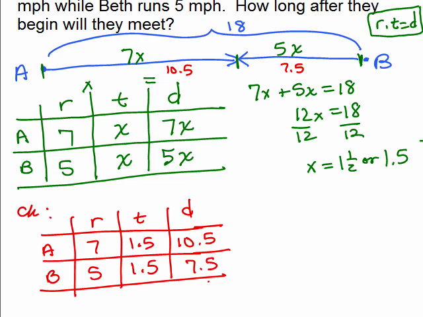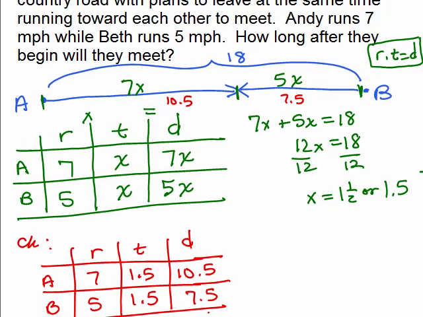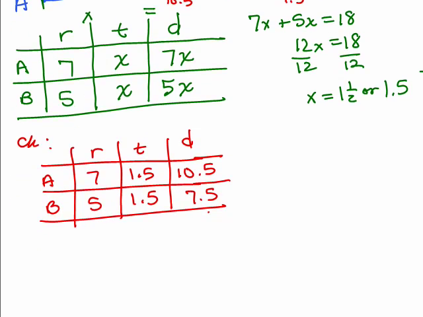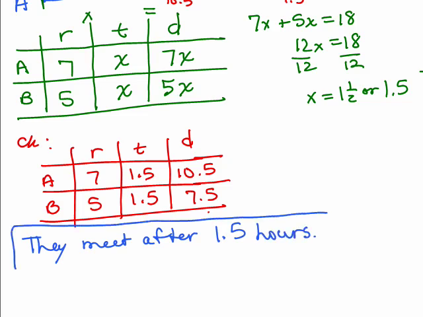All right, now let's go to the question. Does it ask for how many miles they ran? No, it says, how long after they begin will they meet? So what it's talking about is their time. So that's the answer. They meet after 1.5 hours.